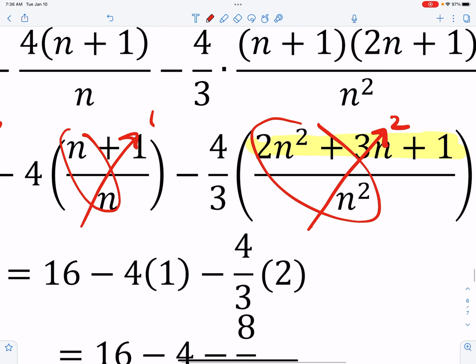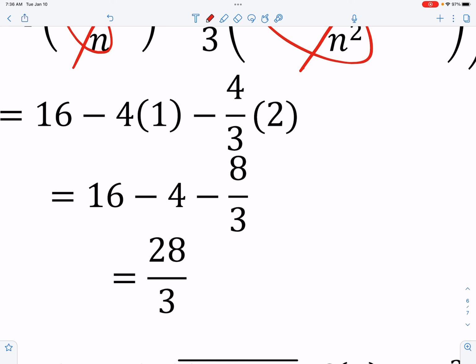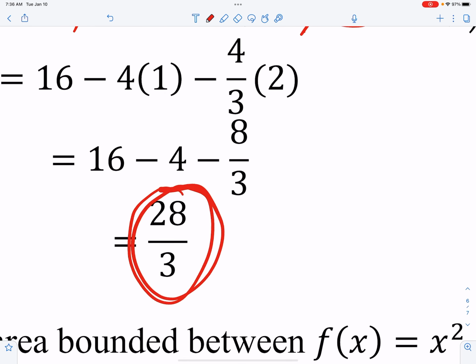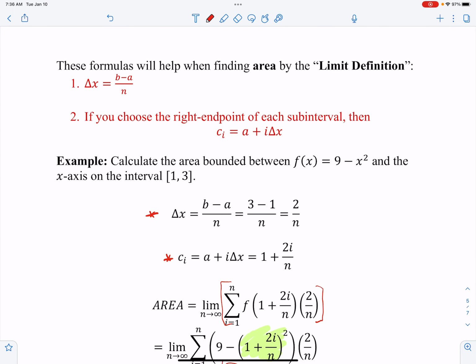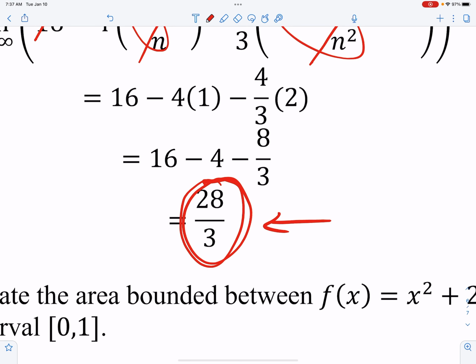So we end up with 16 minus 4 times 1 minus 4/3 times 2, which is 16 minus 4 minus 8/3, or 28/3. So the area under the curve, or bounded by the curve and the x-axis on the interval from 1 to 3, the exact area would be 28/3. This is our area.